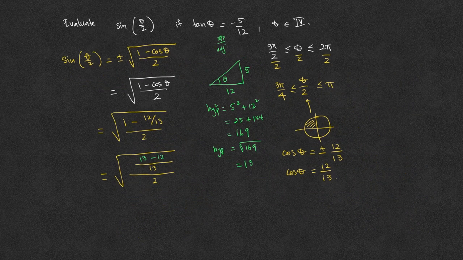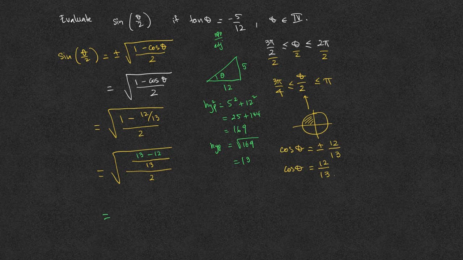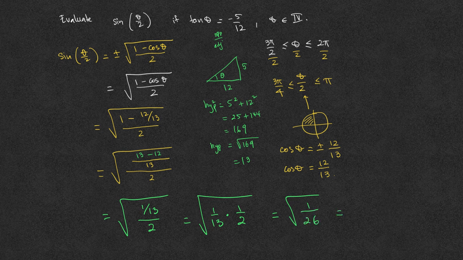In the numerator, it is now 1 over 13, and we still have 2 in the denominator. This is the square root of 1 over 13 times the reciprocal of 2, which is 1 over 2. This is the square root of 1 over 26, or simply 1 over the square root of 26, or the square root of 26 over 26.